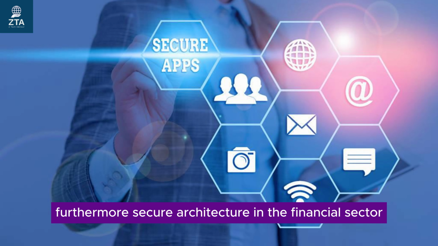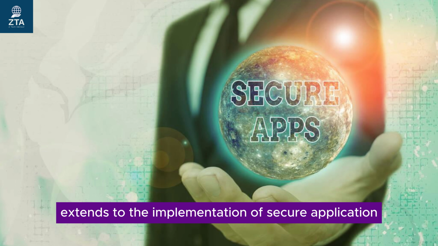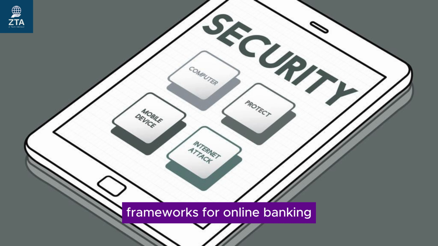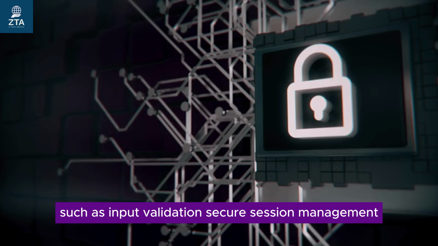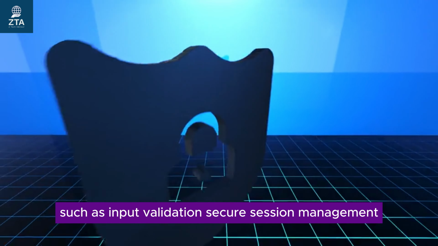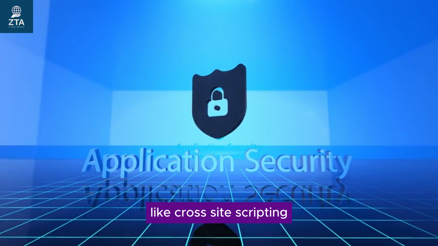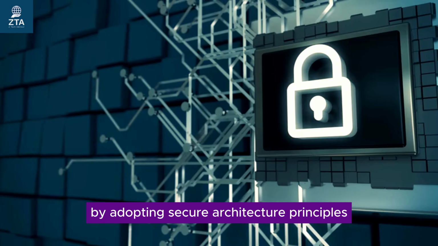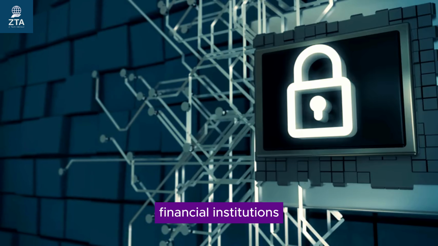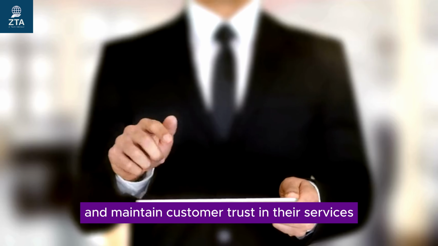Furthermore, secure architecture in the financial sector extends to the implementation of secure application frameworks for online banking portals and mobile banking apps. These frameworks integrate security features such as input validation, secure session management, and secure coding practices to prevent common vulnerabilities like cross-site scripting and SQL injection attacks. By adopting secure architecture principles, financial institutions can mitigate the risk of data breaches and maintain customer trust in their services.